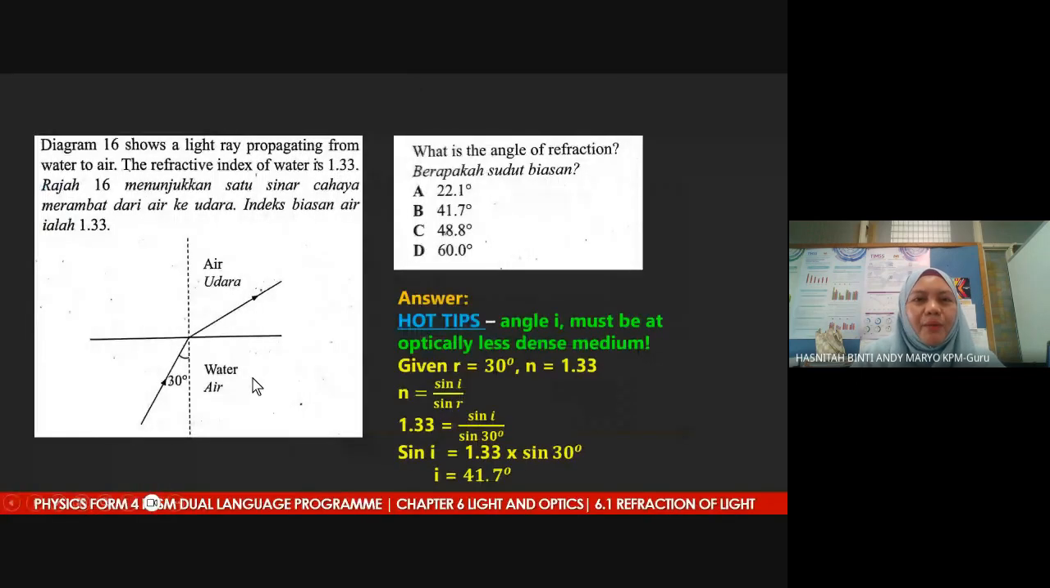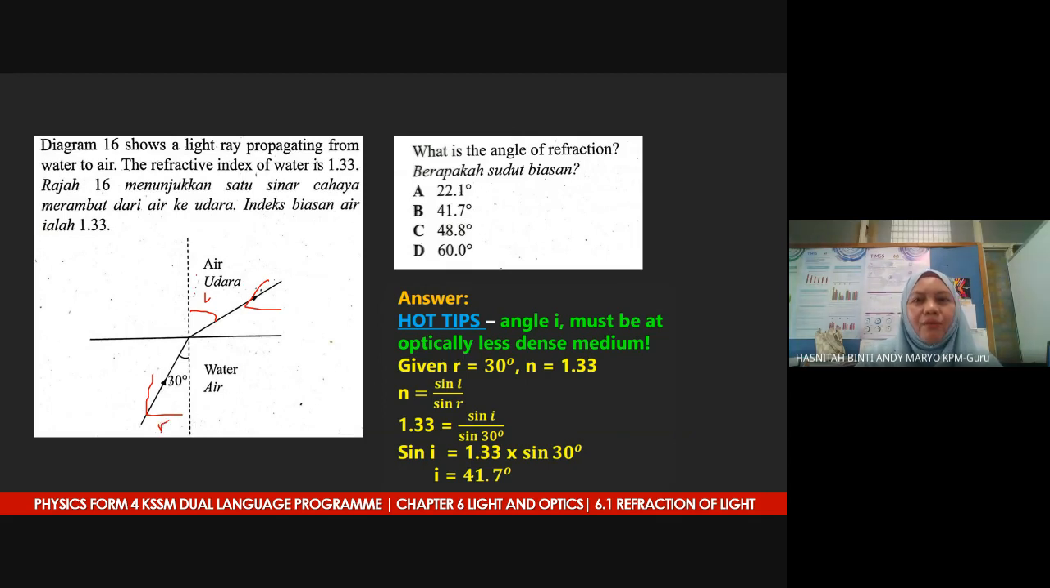Why B? What happened here? Remember, students, whenever you apply Snell's law, please remember, angle of incidence must always be in the optically less dense medium. So here we apply the principle of reversibility of light. We can reverse the direction of the arrow as if the light is coming from air entering water. So now here becomes the angle of incidence, and 30 degree becomes our angle of refraction.